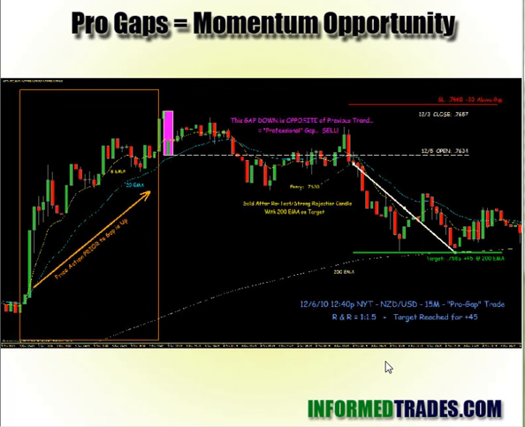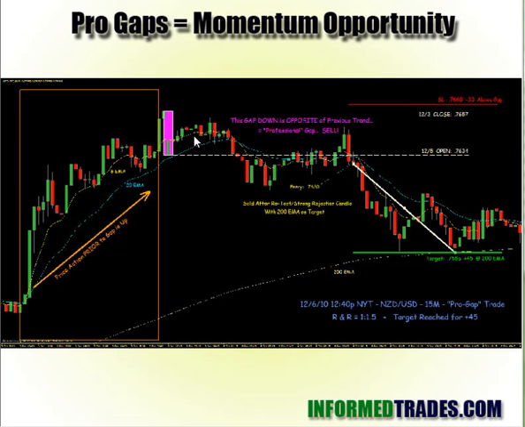A pro gap is when the market gaps in the opposite direction of the near-term dominant trend. On the chart right now, which also comes from DREBG over at Informed Trades, we see that the price was trading above the 8 exponential and the 20 exponential, so it's clearly in an uptrend. Then the market gapped in the opposite direction. This tells us that professionals, the smart money, are jumping ahead and calling a reversal in the trend. They're shifting the market in another direction.